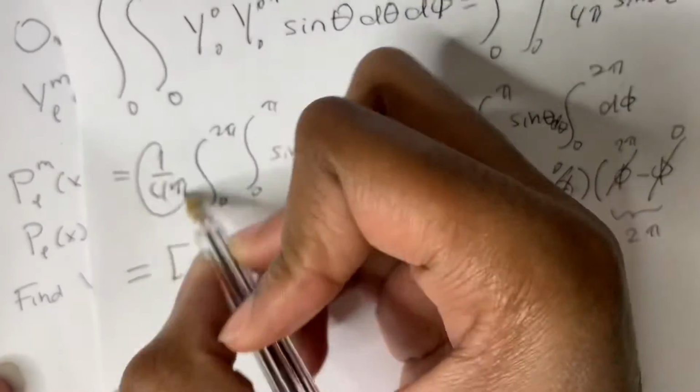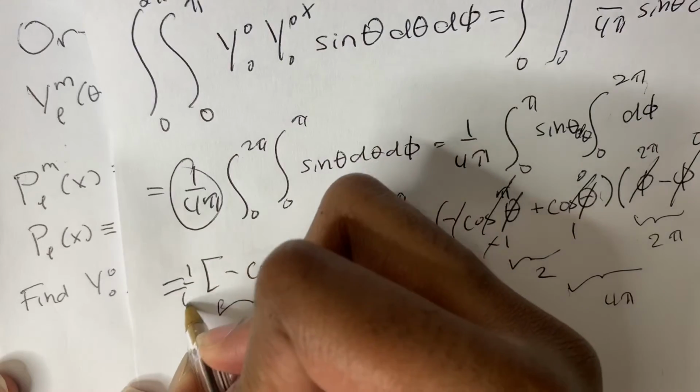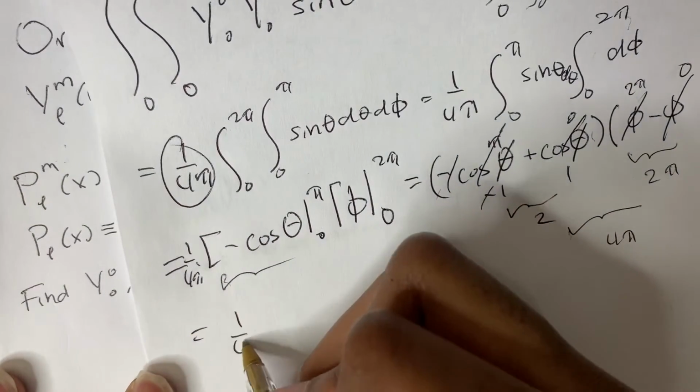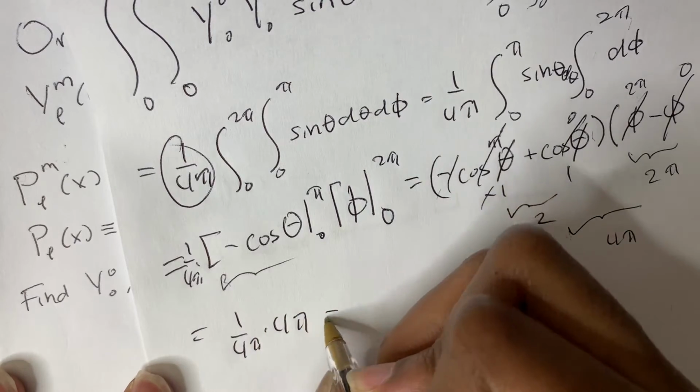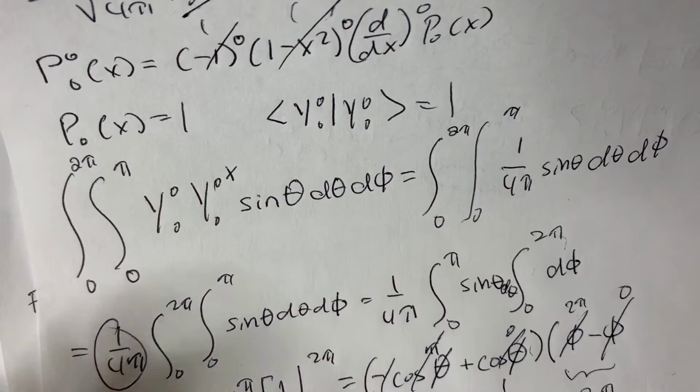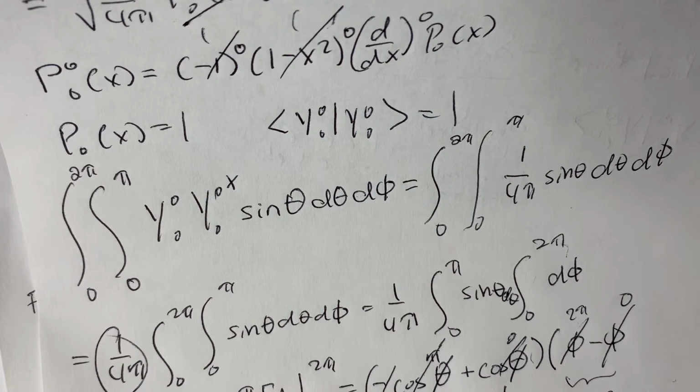Now note we had a factor of 1 over 4 pi in the front. I forgot to write that down here. So now we have 1 over 4 pi times 4 pi, which is just 1. So yes, the first spherical harmonic is indeed normalized.